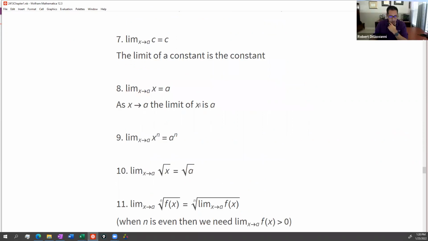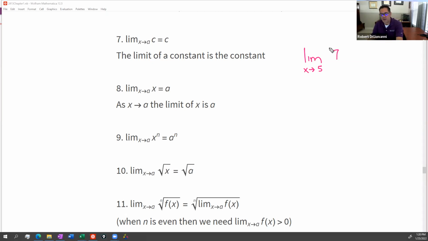Okay, the last limit laws here. The limit of a constant is a constant. This one's easy to show. What if I did this? Asked you what the limit as x approached 5 was of 7.